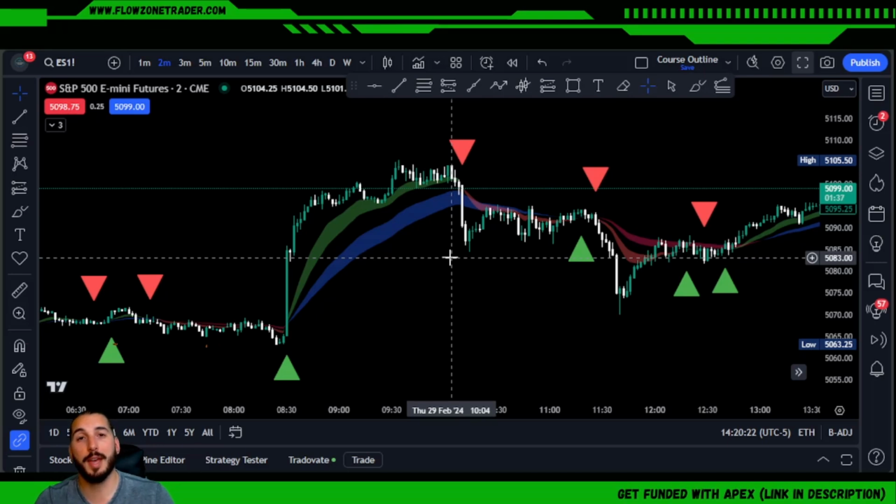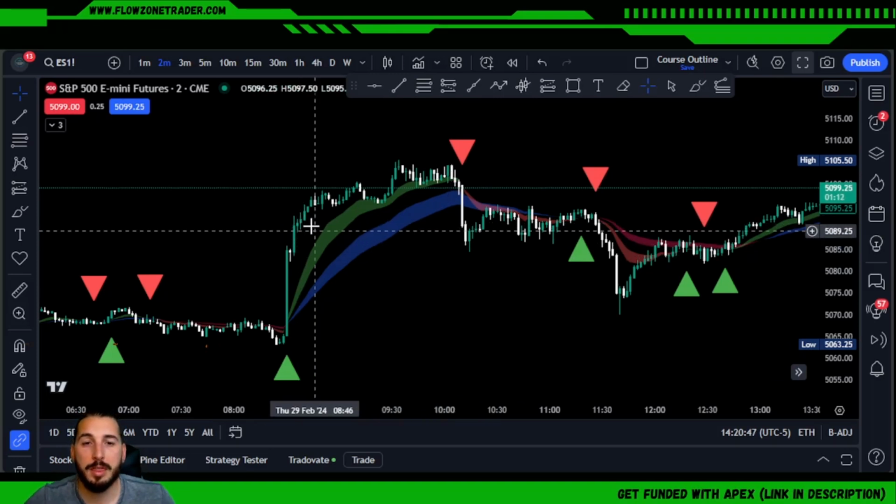So I like to execute on a 2-minute chart. I also use a 10-minute chart with these on for reference, just to understand where medium time frame price is going, and I'm always looking at higher time frame charts. That includes the hourly, the 4-hour, the daily, and the weekly. But let's just focus on the 2-minute chart, because you can use this as a very simple scalping method.